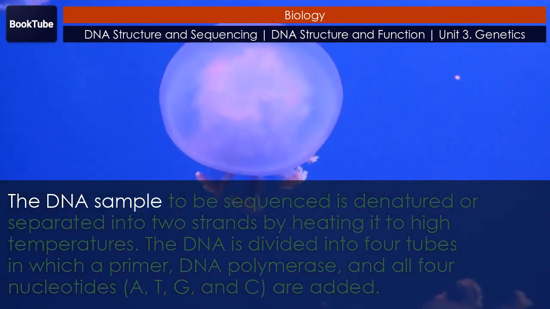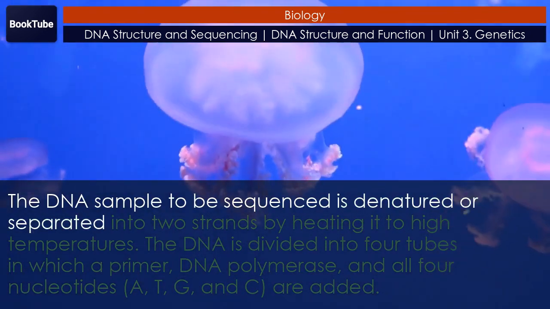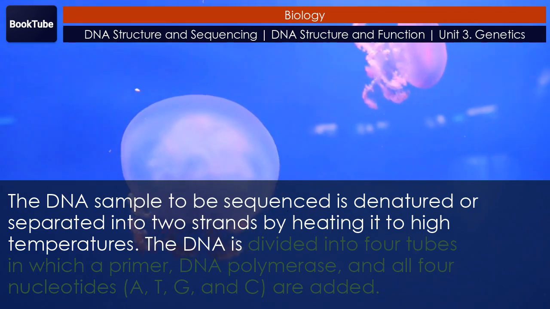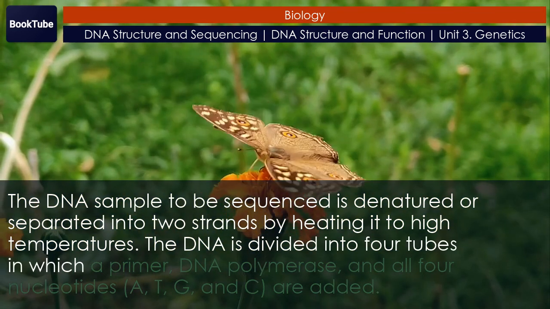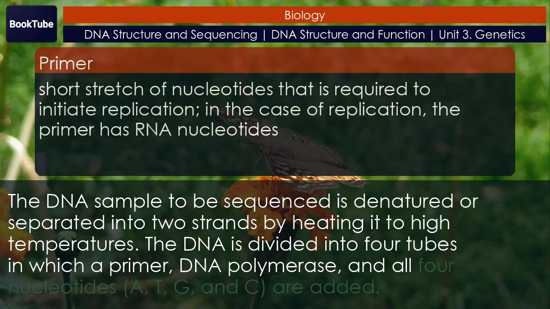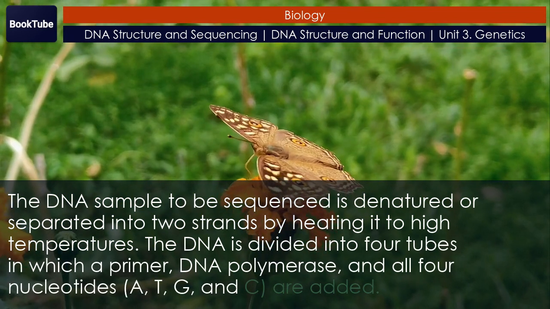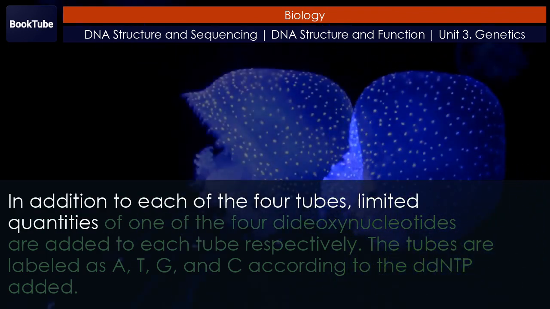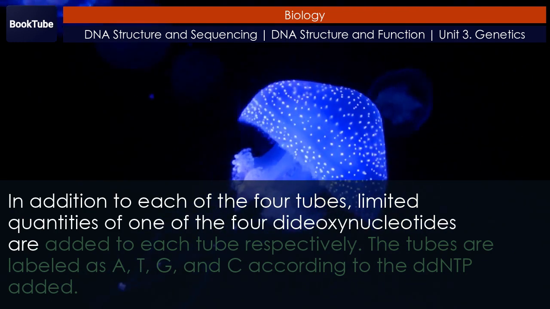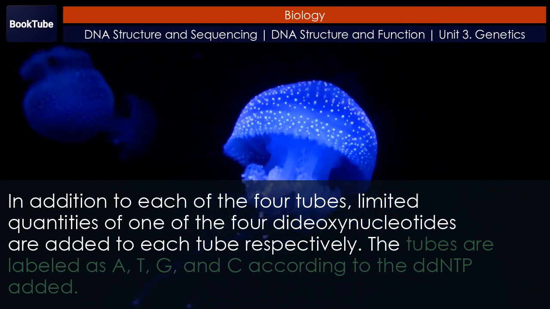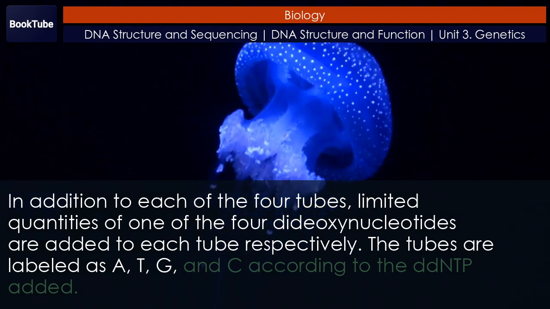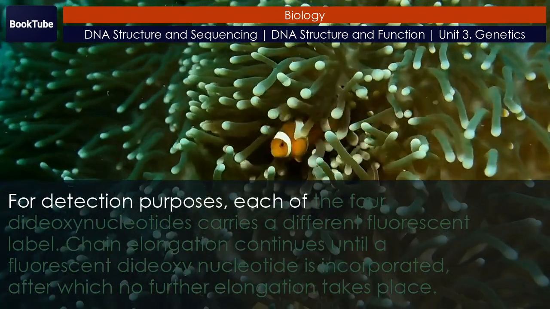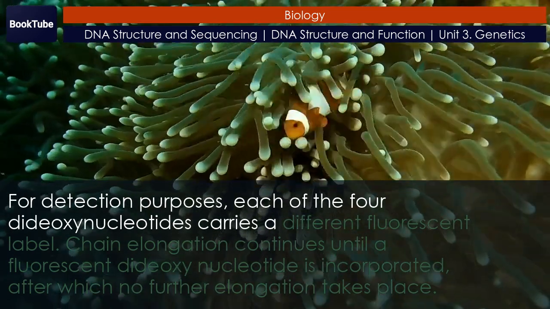The DNA sample to be sequenced is denatured or separated into 2 strands by heating it to high temperatures. The DNA is divided into 4 tubes in which a primer, DNA polymerase, and all 4 nucleotides, A, T, G, and C, are added. In addition, limited quantities of one of the 4 dideoxynucleotides are added to each tube respectively. The tubes are labeled as A, T, G, and C according to the ddNTP added. For detection purposes, each of the 4 dideoxynucleotides carries a different fluorescent label.